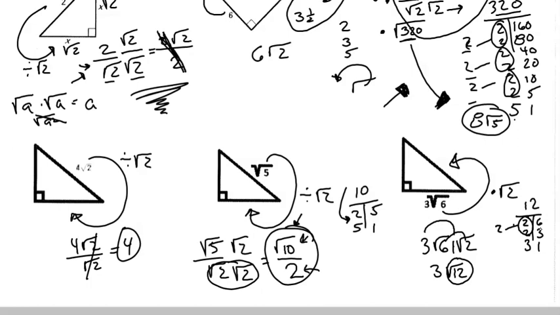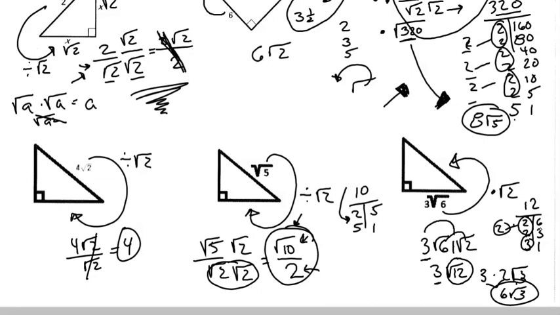The double 2 is going to release a single 2 outside. So rad 12 is technically 2 rad 3. And since there was already a 3 outside, then you end up with 6 rad 3.